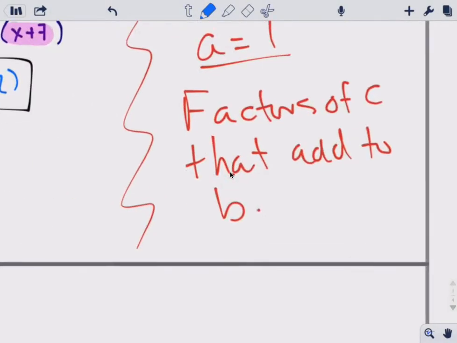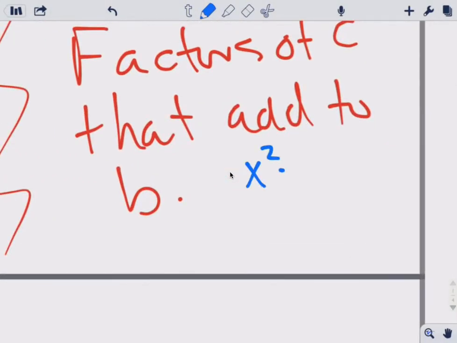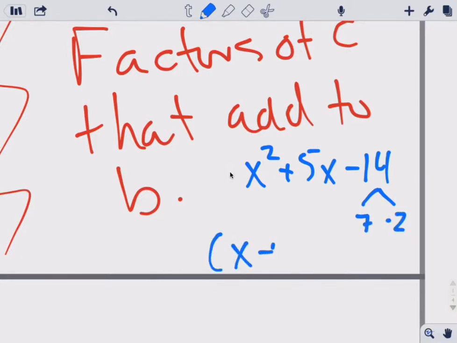Okay, so let's look at our particular problem. Our particular problem was x squared plus 5x minus 14. Factors of negative 14 that add to 5, or 7 minus 2. So I can write it as x plus 7, x minus 2.